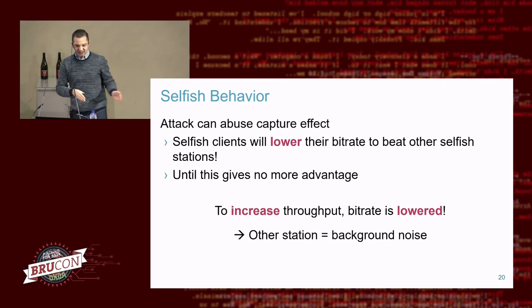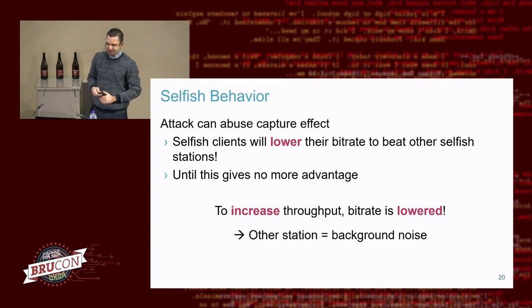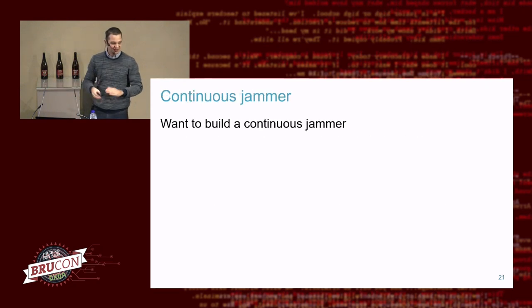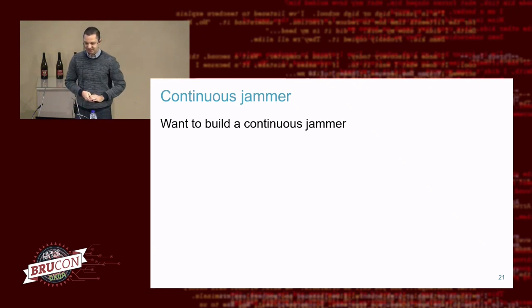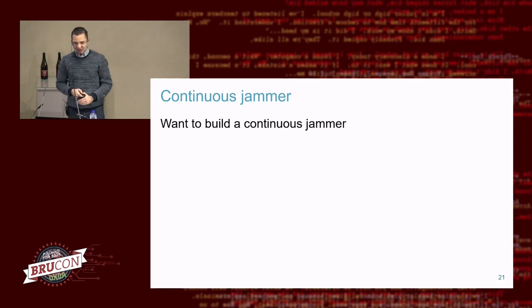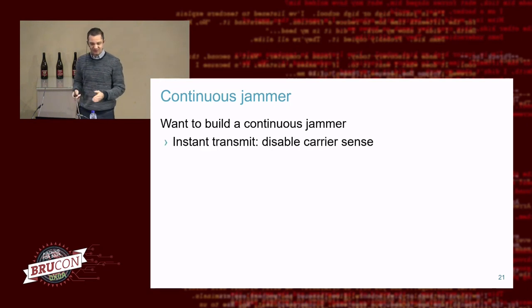So that covers the selfish behavior part. We're now going to discuss what I think are the more cool results. And the first one here is how to implement this continuous jammer, which basically blocks Wi-Fi for everyone in your vicinity. So we want to be able to implement this, again, using our very cheap Wi-Fi devices. So what do we need to do in order to accomplish that? Well, the first step is we want to be able to instantly transmit a packet. Even if someone else is already transmitting, our device just needs to start jamming the channel.